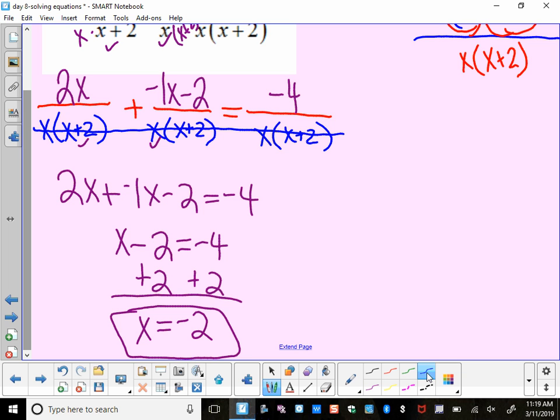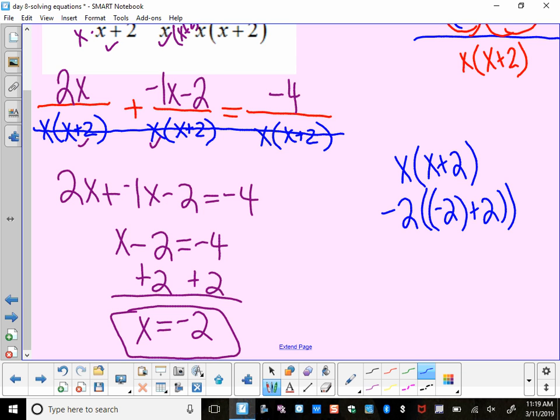My denominator was x times x + 2. Well, let's plug it in. My x was -2, right? So -2, then I have -2 + 2. What's -2 + 2? 0. What's -2 times 0? 0. So my answer is going to be extraneous.